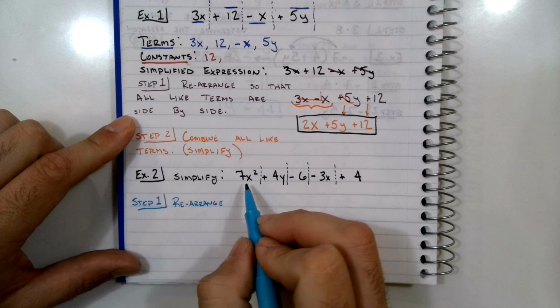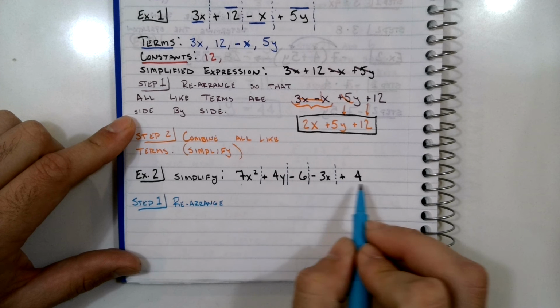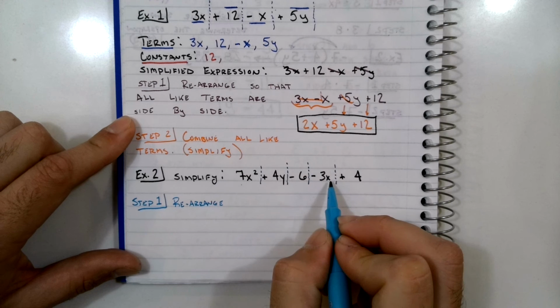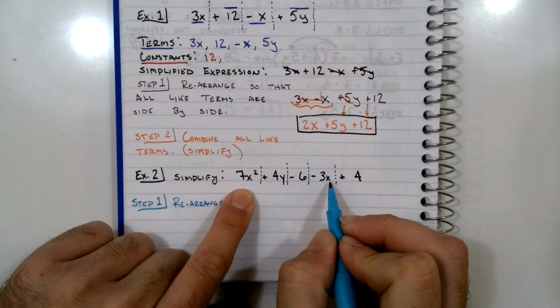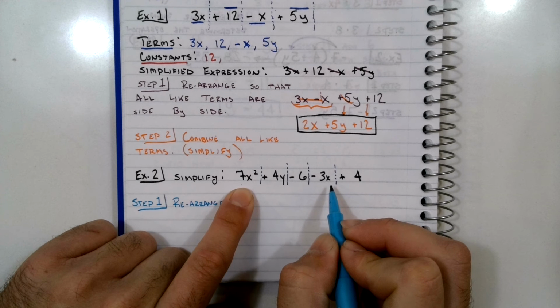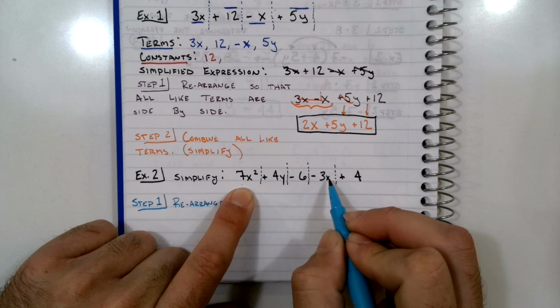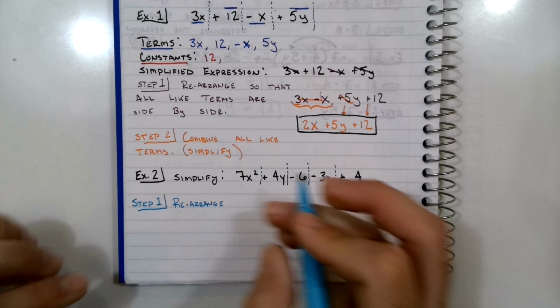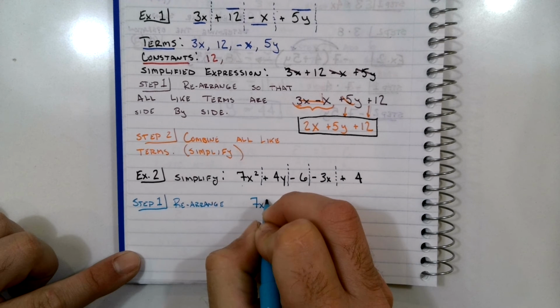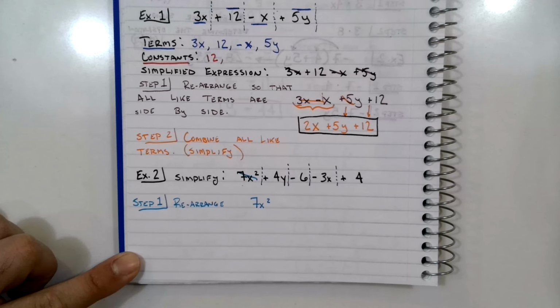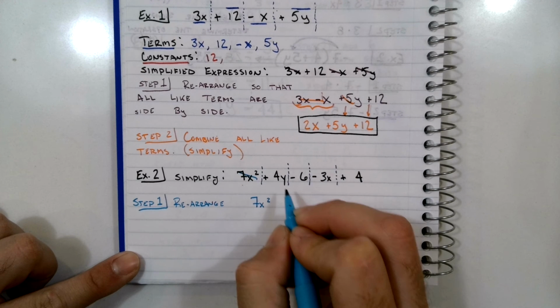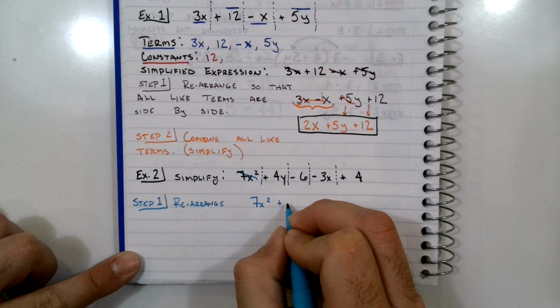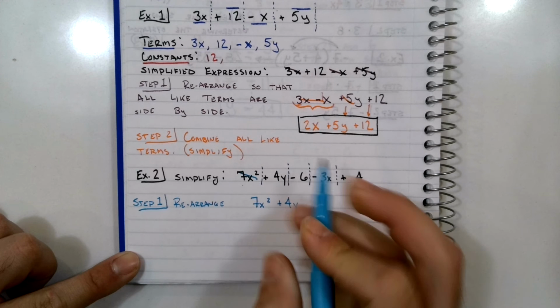So when I rearrange, I'm going to start with the first, 7x squared. Are there any more x's? There is an x, but now these two x's are not the same. This is an x squared. This is just an x, which means they are different. So I'm going to write 7x squared. Now I have 4y. Are there any more y's? So positive 4y. There's no more y's.